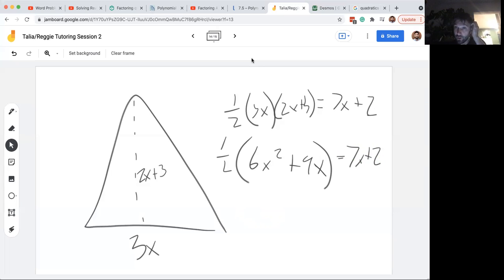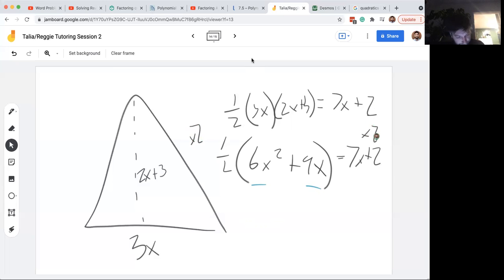Now, I could distribute the 1/2 out. It'd be easy enough to multiply 6x squared by 1/2, but multiplying 9x by 1/2 is going to give me 4.5x. And I like dealing with whole number coefficients when I'm factoring trinomials. That's not just a me thing. That's how you're going to see them. You are going to mostly work with integers with these. So instead of multiplying the 1/2, I'm going to multiply both sides times 2.